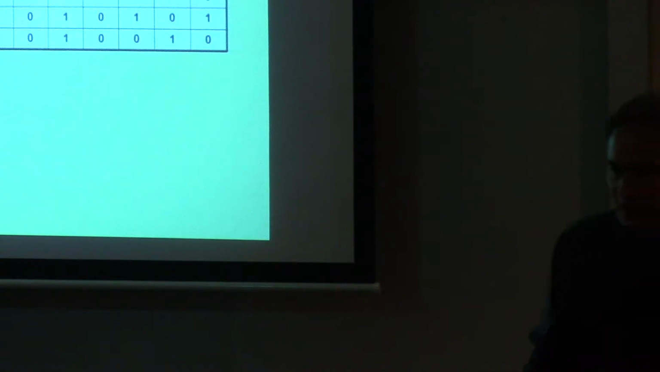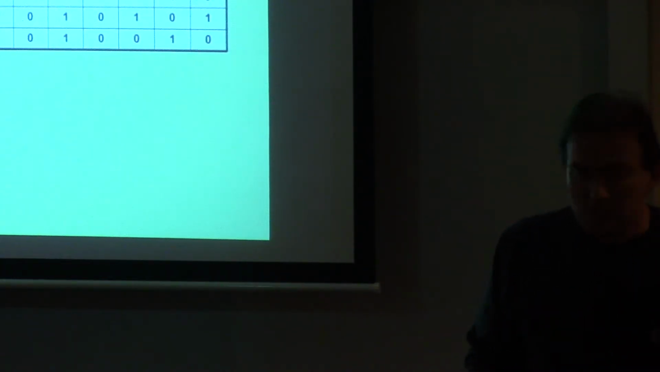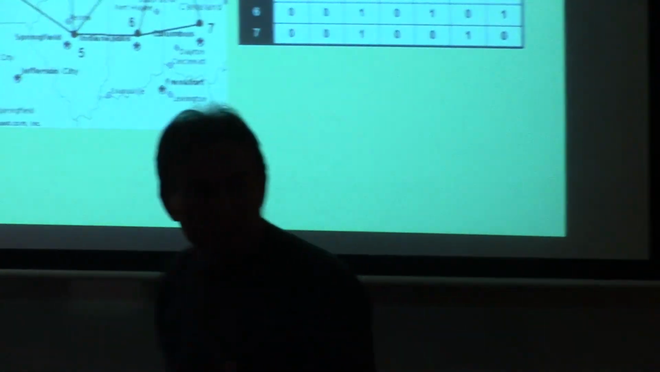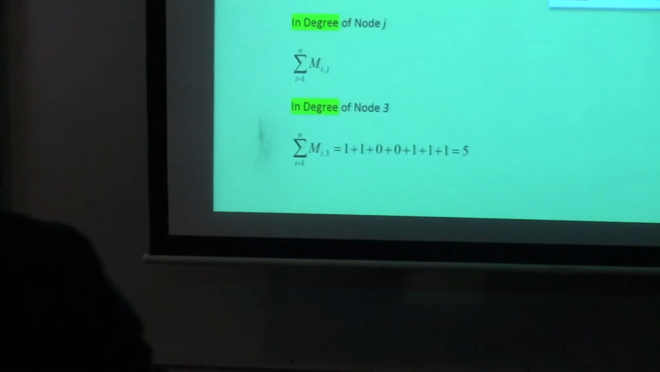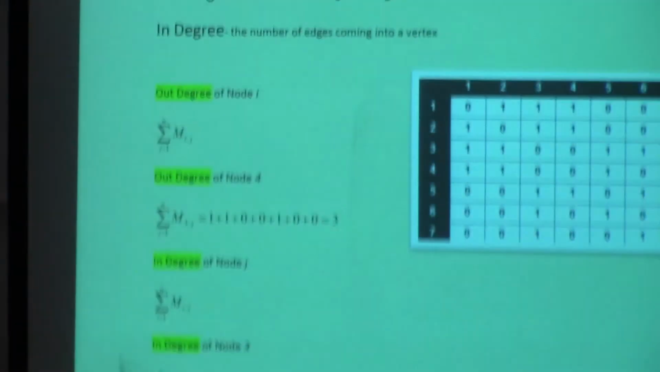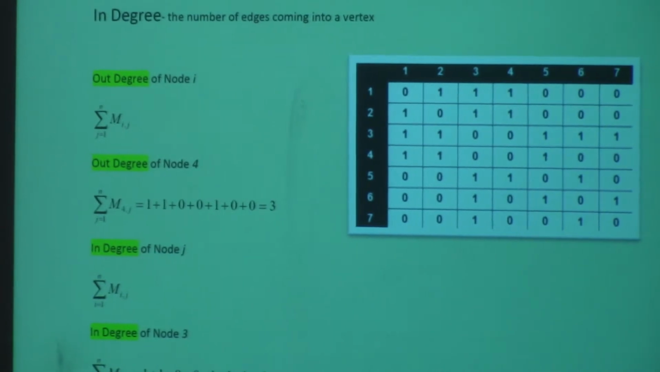It seems to me you're wasting a lot of zeros. So maybe the adjacency matrix is not a very good way to represent sparse graphs. Okay. This is a notation that shows you how you can measure how many vertices, how many edges are coming out of a node, and how many are coming into a node.